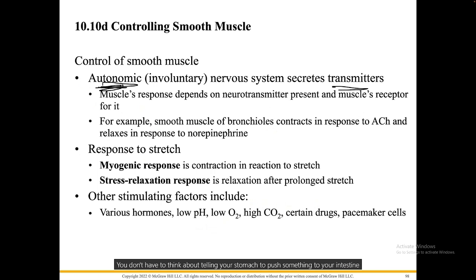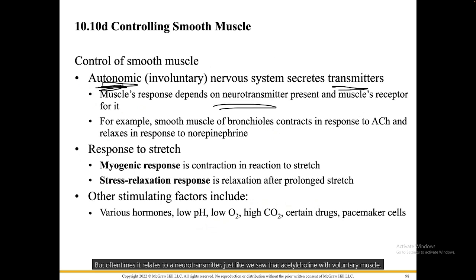You don't have to think about telling your stomach to push something to your intestine, and the first part of your intestine to push it to the last part of the intestine. You don't have to sit there for 3 hours thinking, don't pee, don't pee, don't pee. It's not till enough urine accumulates that you're even aware of it. So all of this is automatic or involuntary.